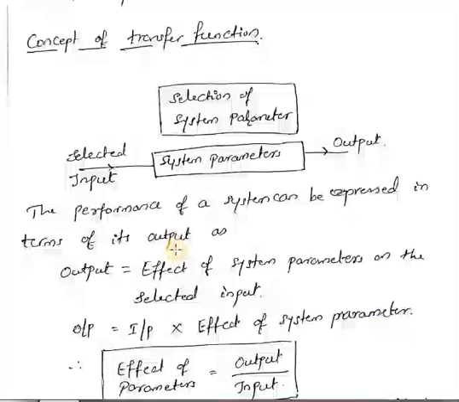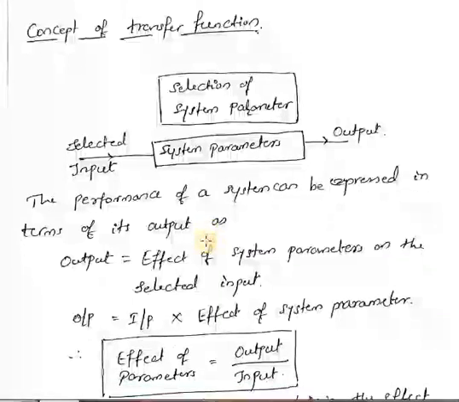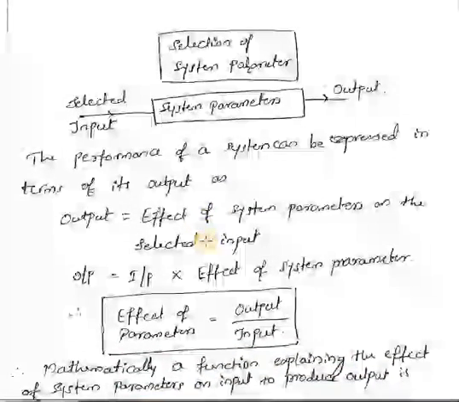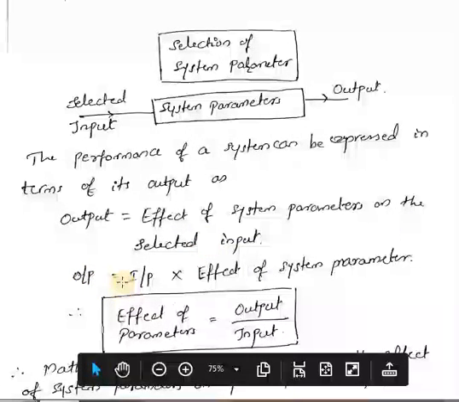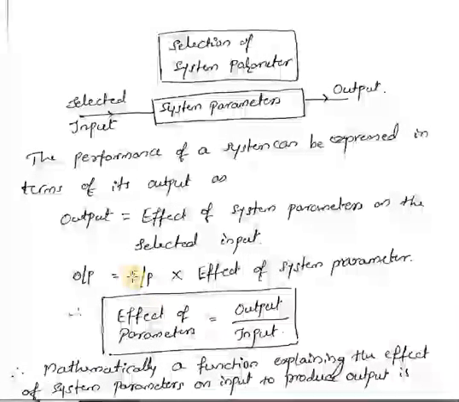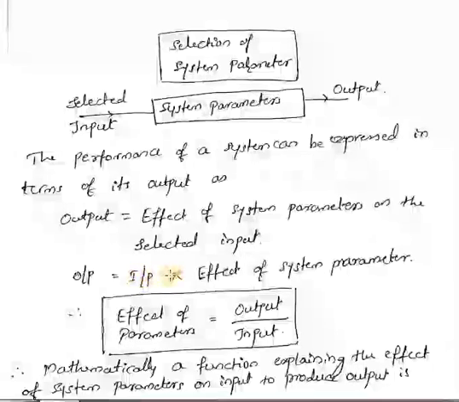Here the performance of a system can be expressed in terms of its output, because if you design or model any system, ultimately you have one output. It is meant to give a certain output. To get that output, you need to adopt some methods, or give some variables in the system so that it can give you the desired output. Here the output is given by the input, that is the initial command which you give to the control system, multiplied with the effect of system parameters.